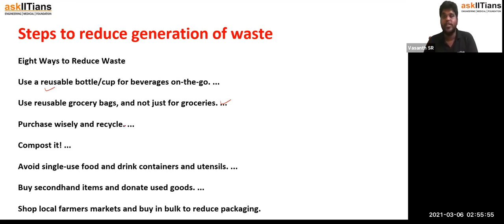When you are purchasing something, try to purchase in loose form, so that you will not be buying plastic along with any product that you get. So your purchase should be wise, instead of getting packed products. You can check the market for the same quality products which come loose, and you can take your container and carry it.